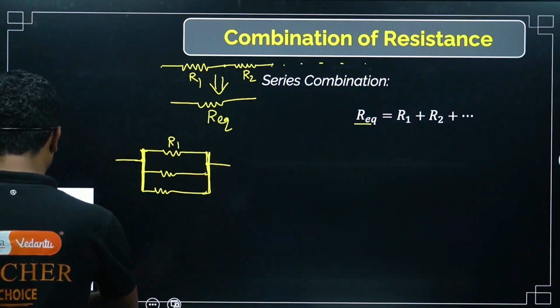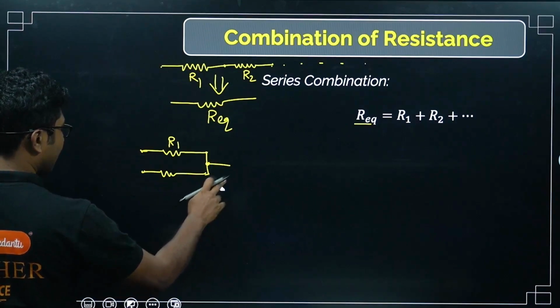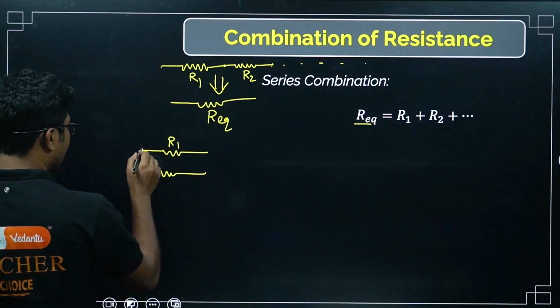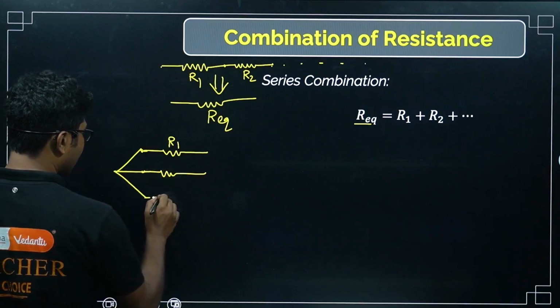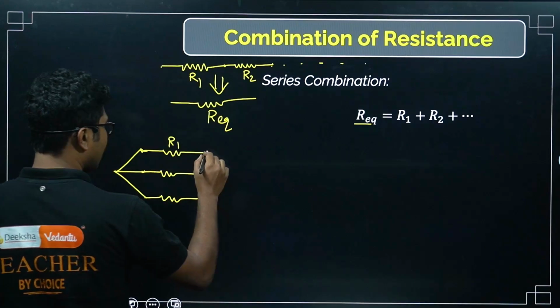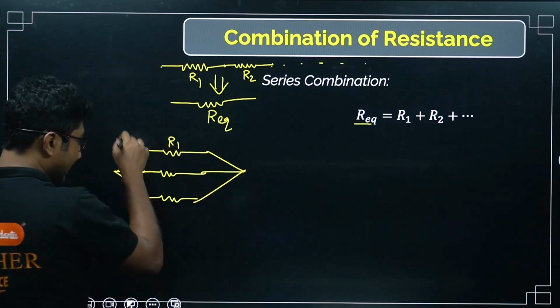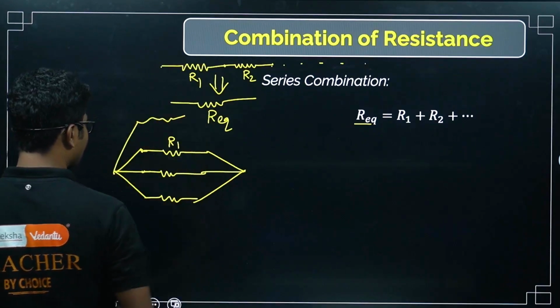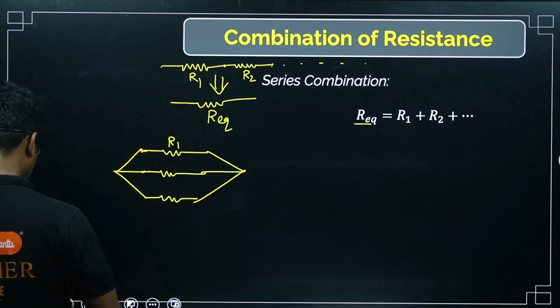In some books, to understand this easily, they draw it like this. Let me draw that, then there won't be any confusion. So they all start at the same point and they all end at the same point. This is nothing but the same as that combination. Now you can add as many resistances as you want. I am not adding more than 3.